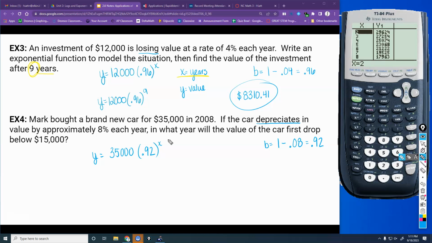So, we've run out of time. We will finish this up tomorrow.